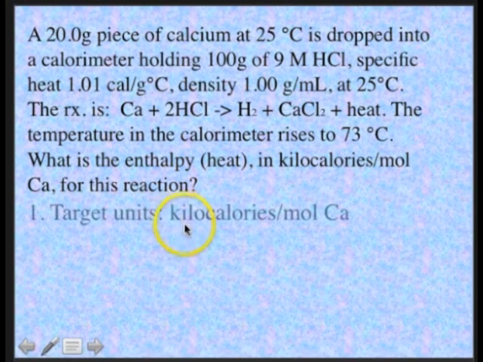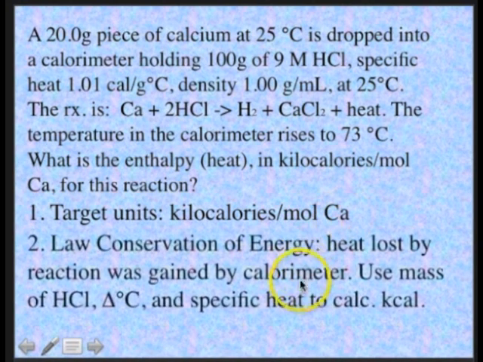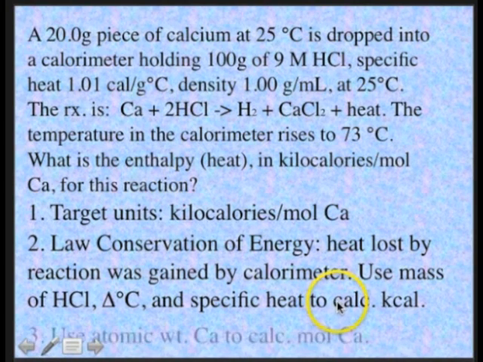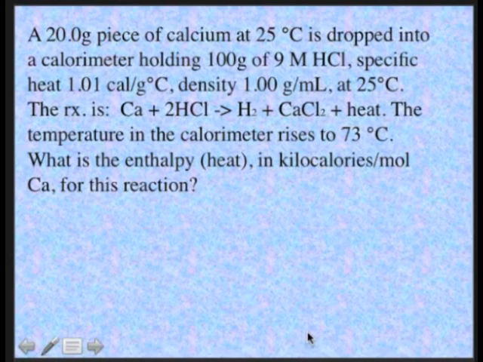Okay, so our target is kilocalories per mole of calcium. And we use the law of conservation of energy. The heat lost by the reaction is gained by the calorimeter. So we use the mass of the HCl, the change in temperature, and the specific heat to calculate this energy that was lost by the reaction and taken on or absorbed by the calorimeter. And then we use the atomic weight of calcium to convert grams of calcium to moles of calcium, and then we can pretty much figure out the kilocalories per mole for this reaction. Okay, you ready? Here we go.